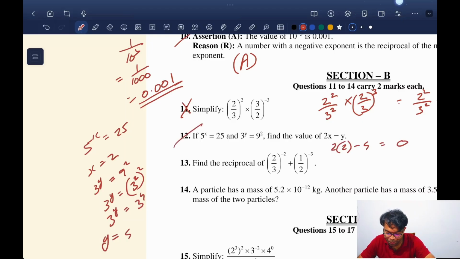Yes, sir. आगे बढ़ते हैं। Find the reciprocal of 2 by 3 the whole to the power minus 2 plus 1 by 3 the whole to the power minus 3.